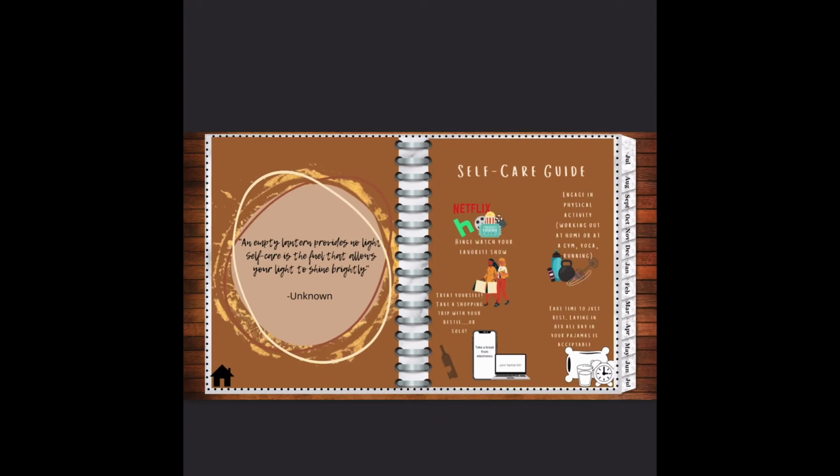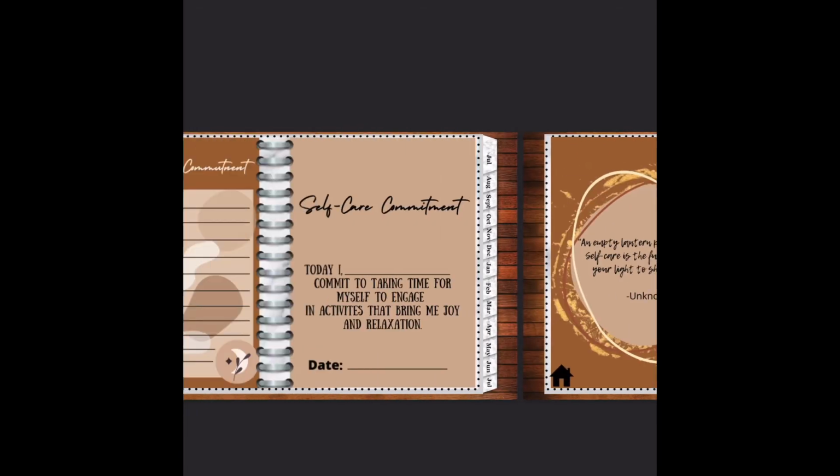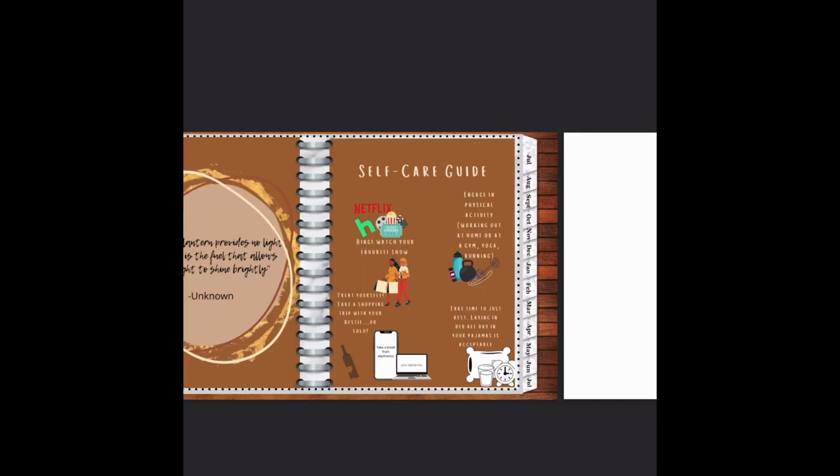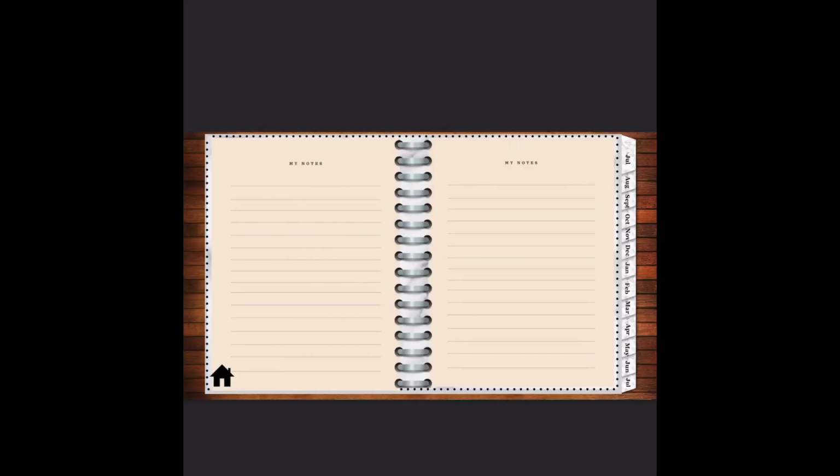Once you go to the next page, there's a self-care guide, just in case you don't really have a good idea of what you can do for self-care. You can go here and then fill out the self-care commitment. And then lastly, once you go to that next page, you have your notes, and you have about 10 pages of notes in the back of your planner.